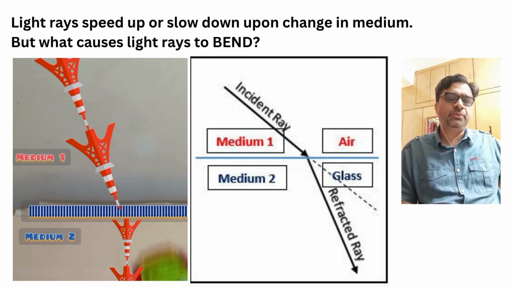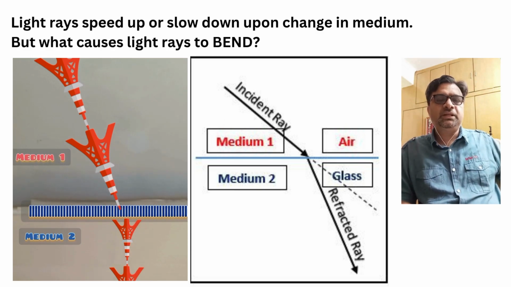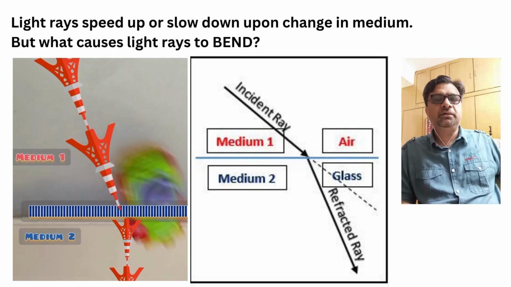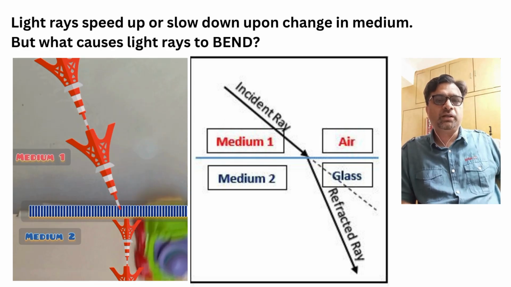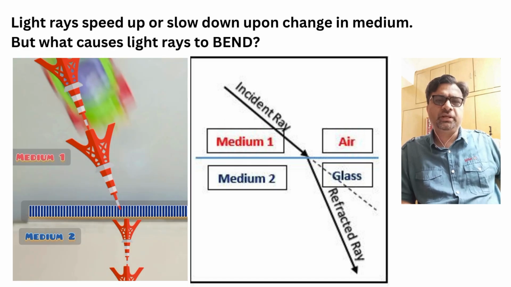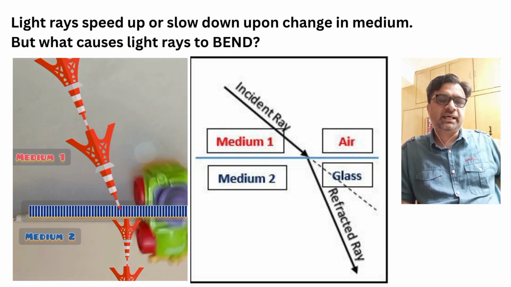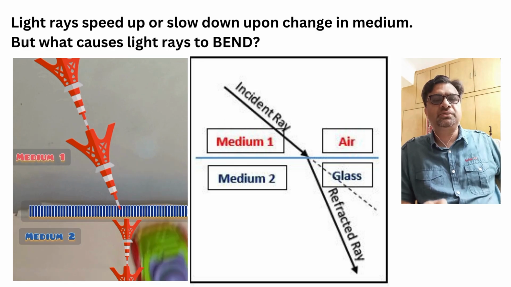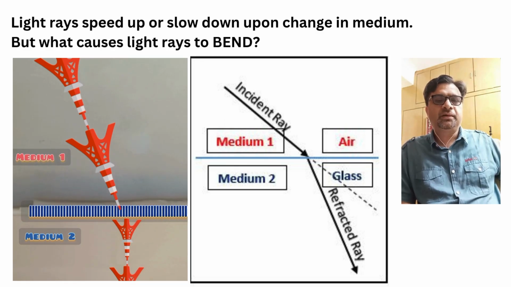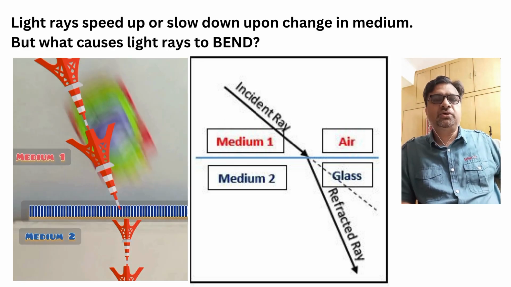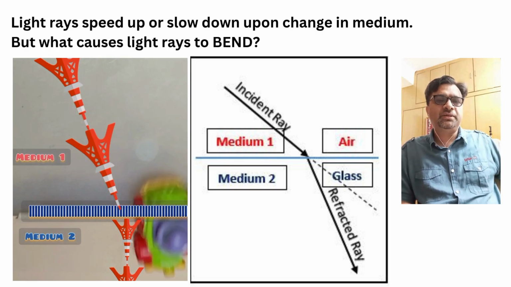hits medium 2 first and it slows down. Now at this time, the left wheel of the car, being still in medium 1, is traveling faster. Momentarily, it is traveling faster, and this imbalance causes the car to turn a little. The same explanation holds for light rays as well.